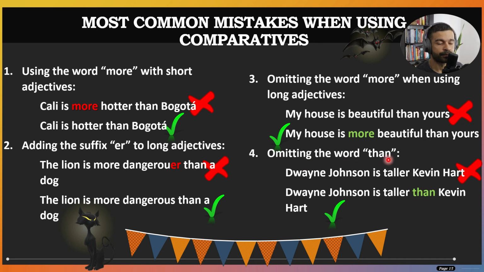Omitting the word than. We cannot omit than for making comparatives. Dwayne Johnson is taller Kevin Hart. This is a mistake. Dwayne Johnson is taller than Kevin Hart. This is the correct way to say it.